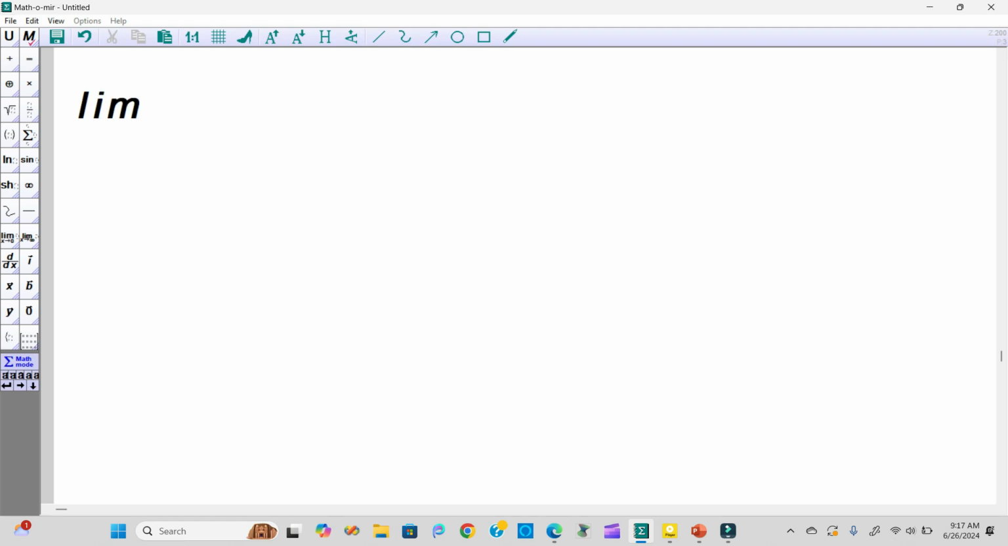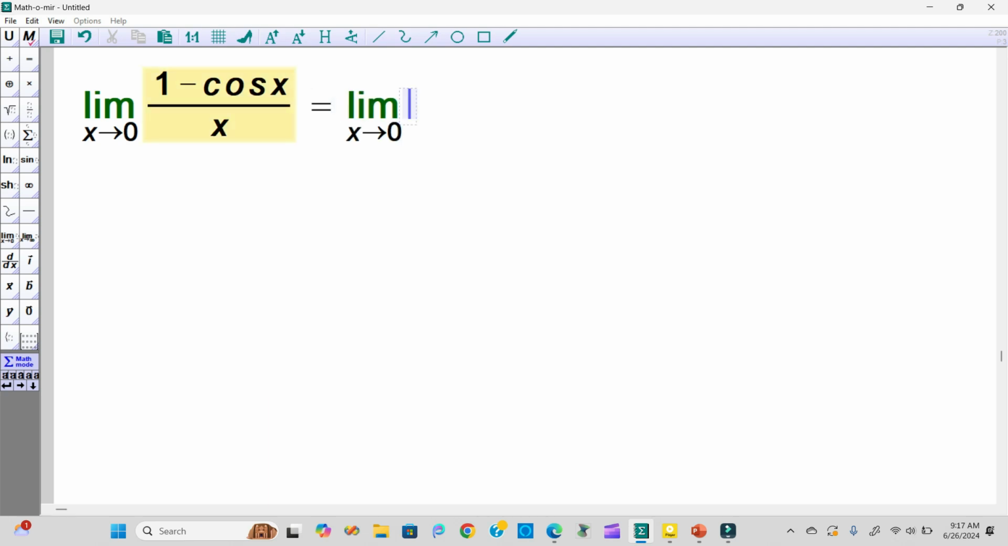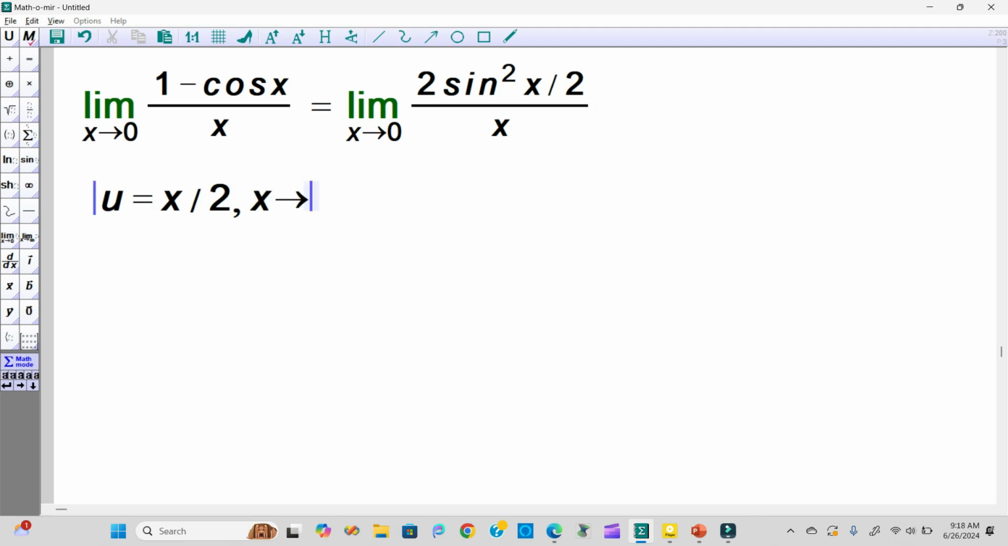So that will give us the limit now as x goes to 0 of 1 minus cosine x over x becoming the limit as x goes to 0 of 2 sine squared of x over 2, this whole thing divided by x. Now this may not be too obvious, so next we're going to do this. Set u equal to x over 2. When x goes to 0, then x over 2 here also goes to 0. So that's important because remember that x over 2 is equal to u. So by saying x over 2 is going to 0, you're saying u is going to 0.